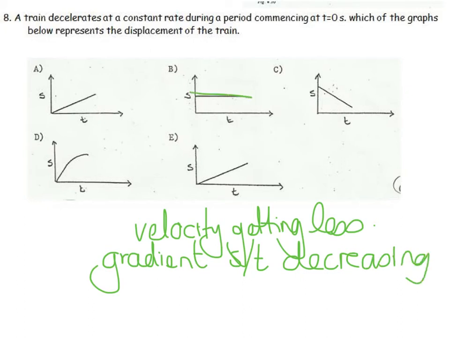This is a flat line. This is a constant gradient, negative but constant. Positive and constant, positive and constant. Here, watch my gradient. Line, line, line. It is a decreasing gradient. So that is my correct answer.